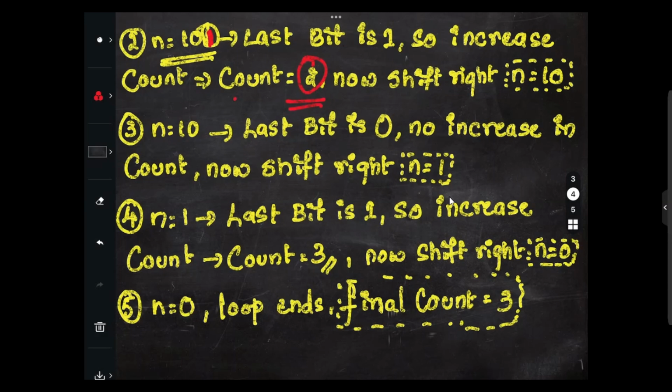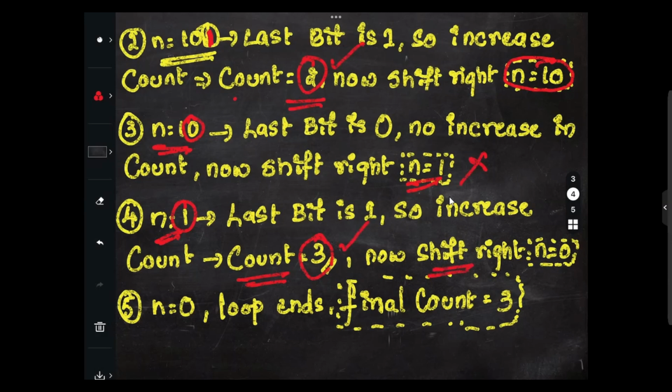Now shift right again, so n equals 10. The last bit is 0 this time instead of 1, so we should not increase the count. Now let's shift right. Now we have n equals 1. Again the last bit is 1, so we increase the count from 2 to 3. In the step with 10 we did not increase, in the step with 101 the count became 2, and in this step the count is 3.